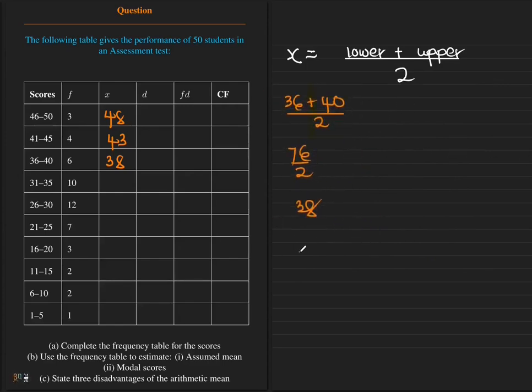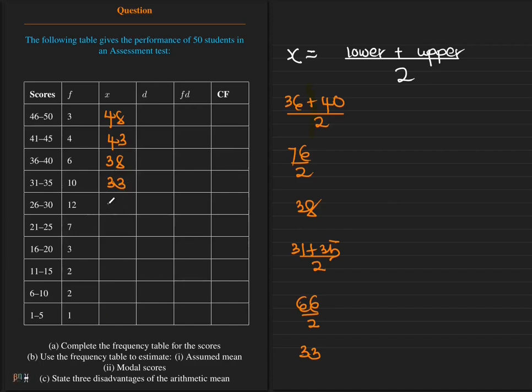So for the next one, we have 31 plus 35 divided by 2. And 31 plus 35 simply gives us 66, divided by 2. And that gives us 33. So we have a 33. Do you see the pattern? So 48, 43, 38, 33. You can proceed, or looking at the pattern, you can simply guess the remaining answers and you'd be right.